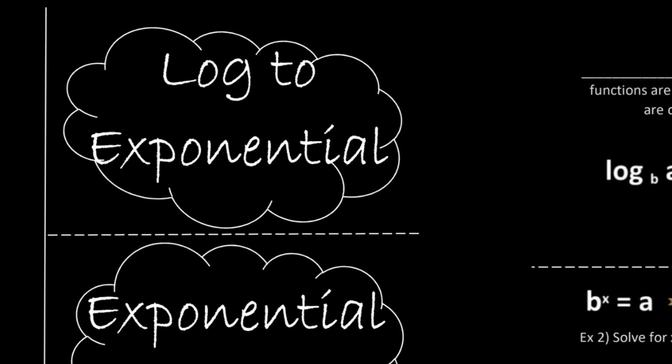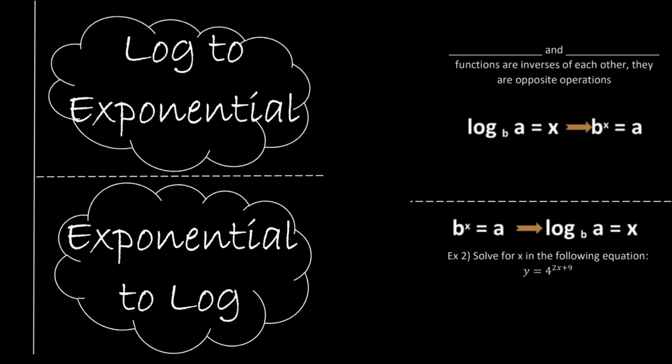So, the foldable that you should have picked up, cut along the dotted line. These are two flaps.